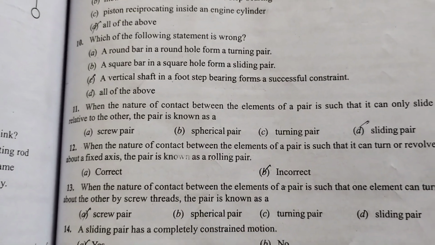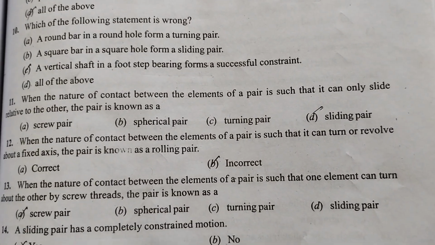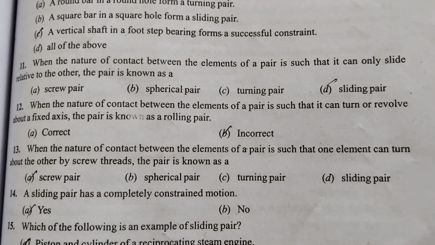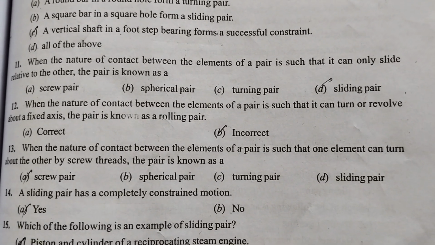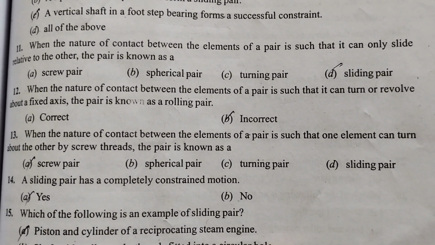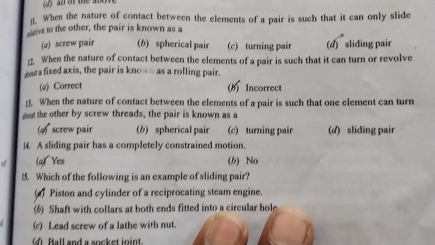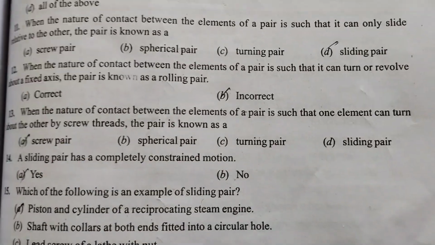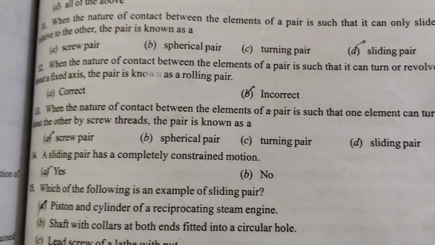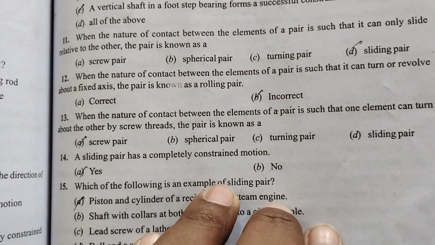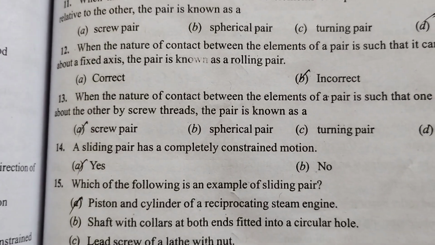When the nature of contact between the elements of a pair is such that one can only slide relative to the other, the pair is known as a sliding pair. When the nature of contact between the elements of a pair is such that it can turn or revolve about a fixed axis, the pair is known as a rolling pair. This is incorrect. When the nature of contact between the elements of a pair is such that one element can turn about the other by screw threads, the pair is known as a screw pair. A sliding pair has a completely constrained motion.